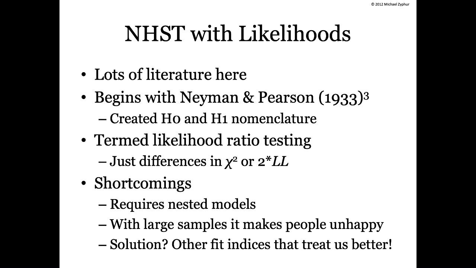So some of the shortcomings here: this requires nested models. The parameters in one have to be a subset of the parameters in another. With large samples, it can often make people unhappy, right? If you don't want to reject the one that has fewer parameters. I mean, in the case of invariance testing, you don't want to reject the null model. You want to say, hey, look, the measurement parameters are the same in the two populations. So that constraint of making the factor loadings or whatever it is equal across the two groups, you don't want to reject the null.